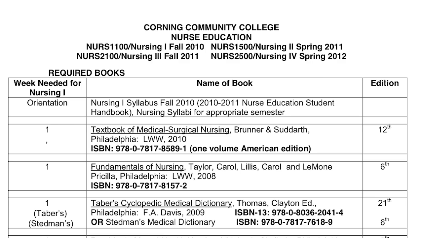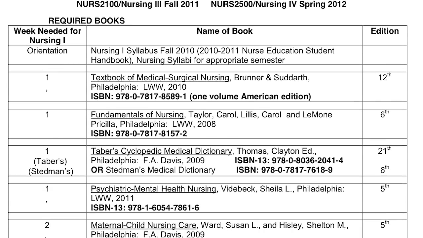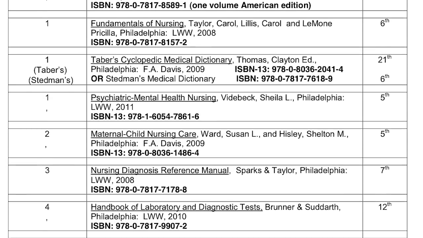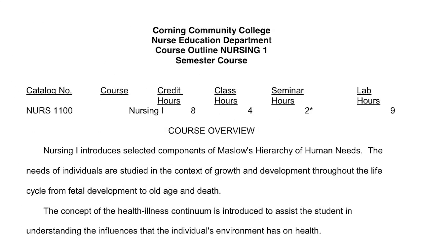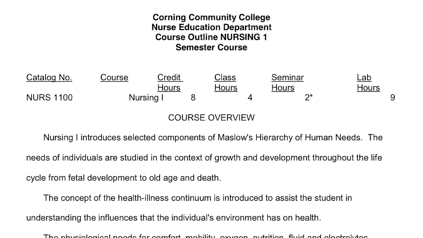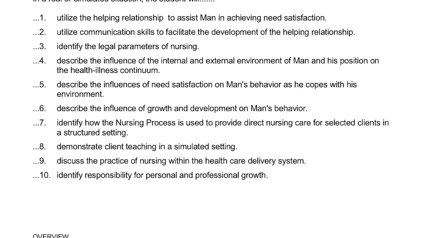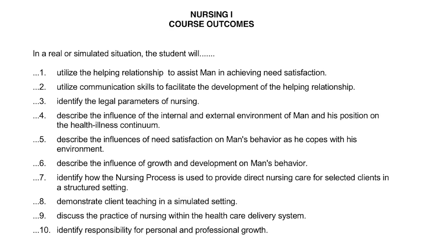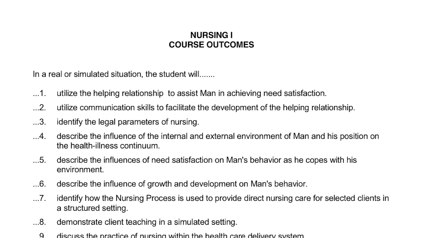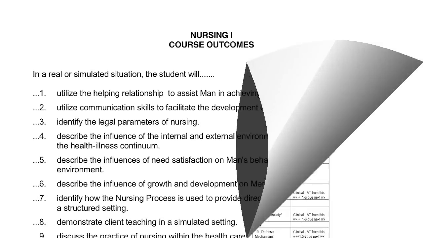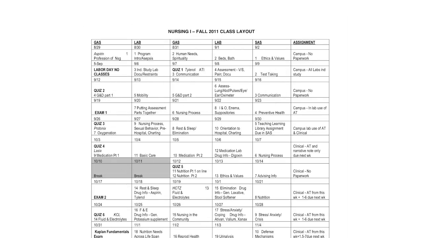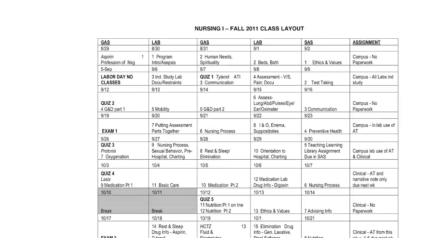In the front section, there is a comprehensive book list of required texts for nursing. Please page forward to Course Overview and Outcomes pages. The overview and outcomes are specific to each course and reflect the content to be taught during the semester. Turning the page, you will find the student semester layout grid.